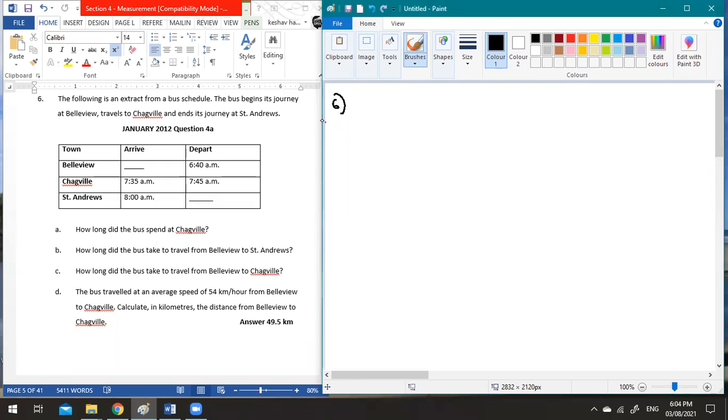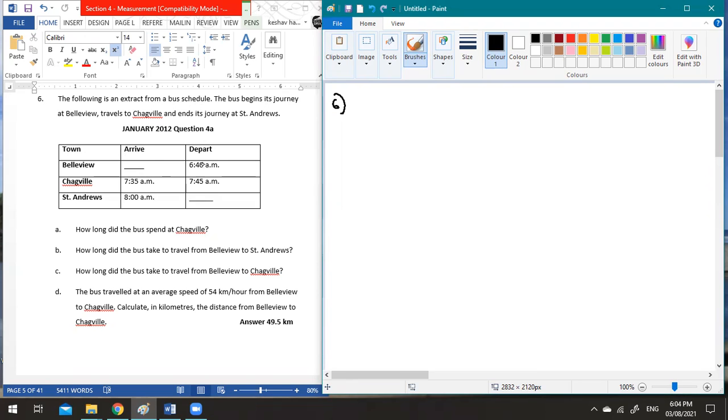Okay, now 6. The following is an extract from a bus schedule. The bus begins its journey at Bellevue and travels to Sharpeville and ends its journey at St. Andrews. So they give us a table. This is a past paper question. They give us a table starting Bellevue.